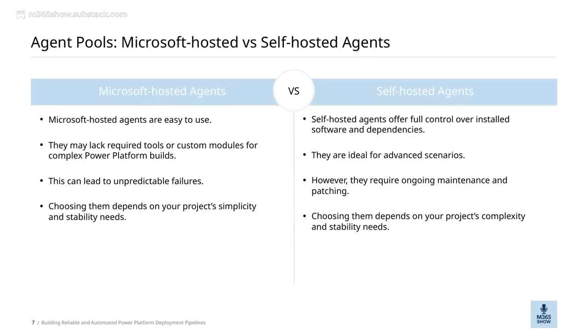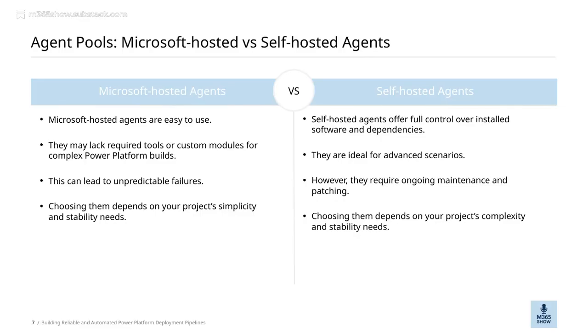On the other hand, Microsoft-hosted agents are much easier to use since they come pre-configured and managed by Microsoft. But they might lack some of the specific tools or custom modules you need for complex Power Platform builds, which can sometimes lead to unpredictable failures. So, selecting between these options really hinges on whether your project favors simplicity and stability or requires advanced customization. This comparison highlights how important it is to align your agent choice with your project's unique needs within your overall deployment strategy.